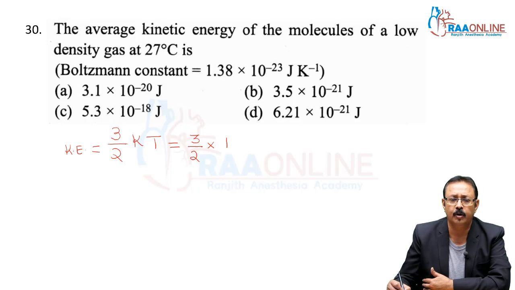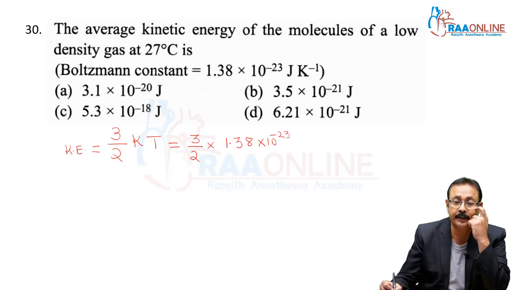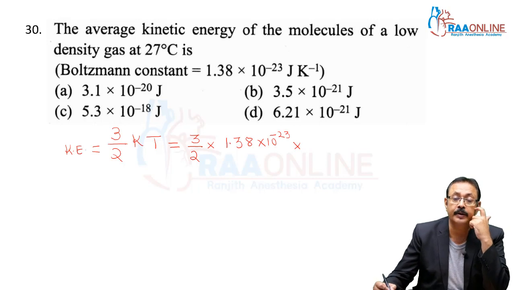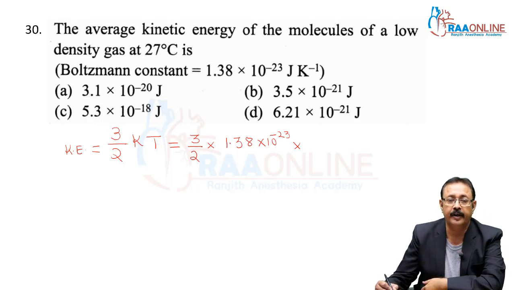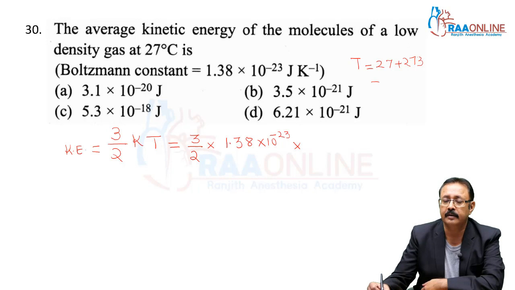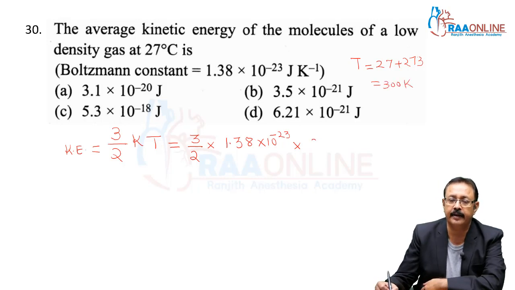K, Boltzmann constant 1.38 into 10 to the power minus 23 joule per Kelvin. T, 27 degrees centigrade. Yes, it is not in SI unit. So we have to add 273 in this to get temperature in Kelvin. 273 and 27 means 300 Kelvin. So it is 300.